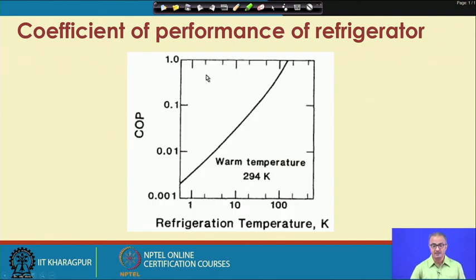And here we see how the COP changes with the temperature of the source. Here we take the warm temperature, suppose, as 294 K, and we find that as the refrigeration temperature increases, the COP also increases. So that means the COP is dependent both on TH and TC. This is for a given TH, how the COP changes with TC.